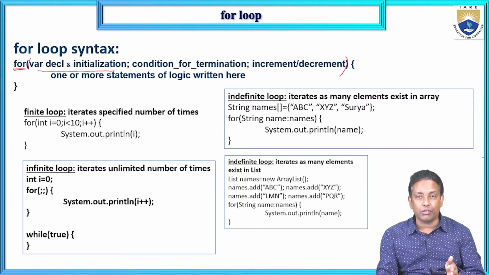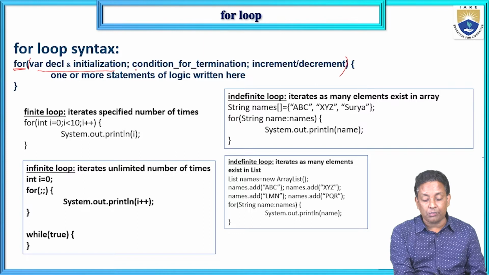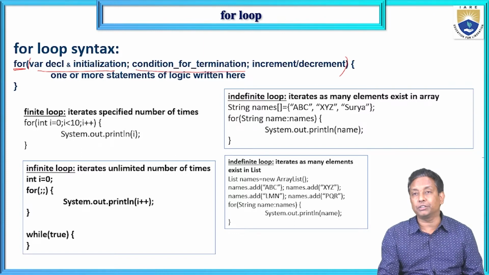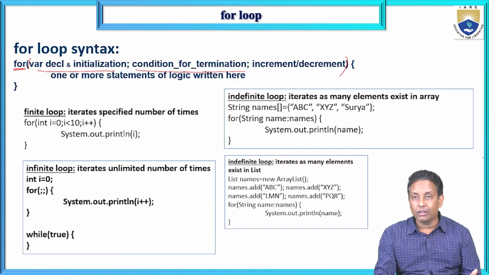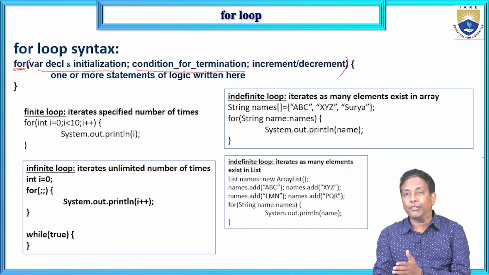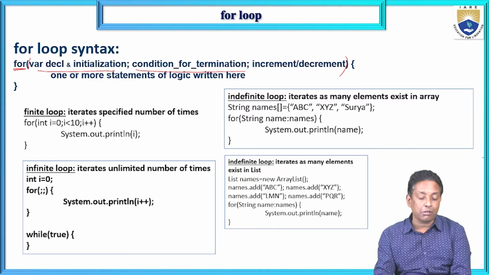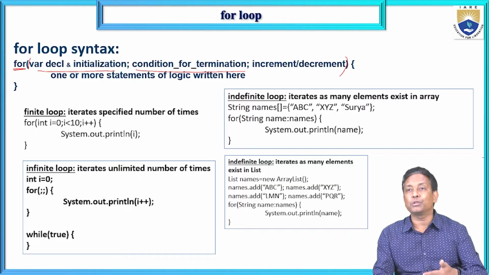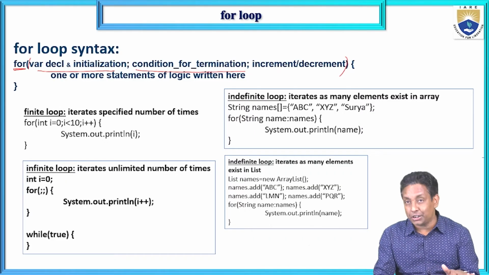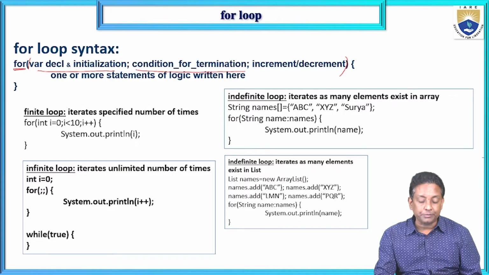So from 0 or 1 or 2 or 10, from where the iteration wants to start. And the second part of the for loop is a condition for termination. How many number of times? Suppose the loop starts from 1, the loop wants to iterate until the value is 10 or 20 or 30. So the condition you write, as many number of times as the termination condition is satisfied, those many number of times the loop will iterate. Once the termination condition is not satisfied, the loop will automatically terminate.